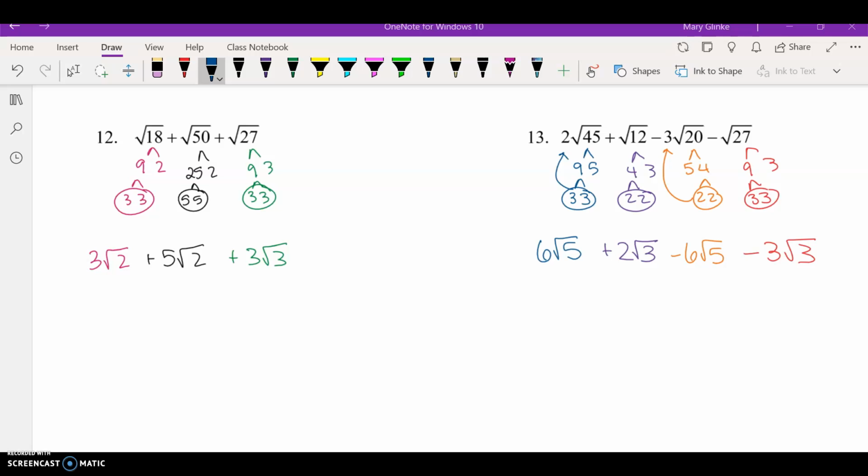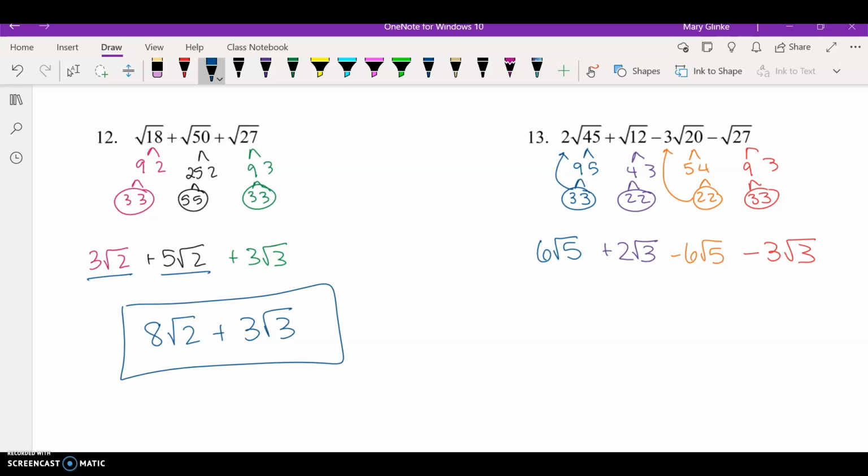So let's go ahead and take a look at number 12. We have 3 root 2 plus 5 root 2 plus 3 root 3. So looking at this, after we break everything down, only the root 2's will combine together. So we're going to do 3 plus 5 to get 8 root 2, then plus 3 root 3. That would be our final simplified answer.